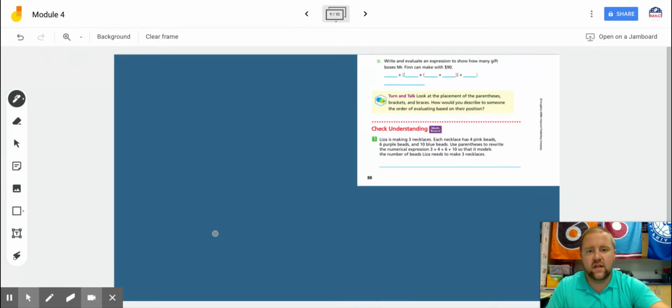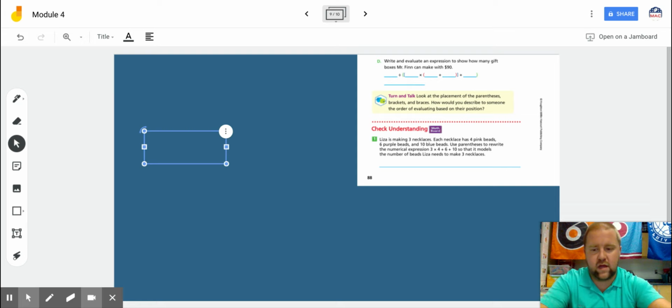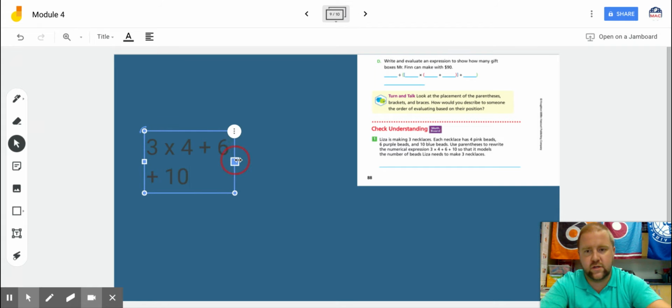So it says, Liza is making 3 necklaces. Each necklace has 4 pink beads, 6 purple beads, and 10 blue beads. Use parentheses to rewrite the numerical expression 3 times 4 plus 6 plus 10 so that it models the number of beads Liza needs to make 3 necklaces. So I'm going to use the text box again here, and we have 3 times 4 plus 6 plus 10. And I'm spacing this out a little bit just to make it easier to see.